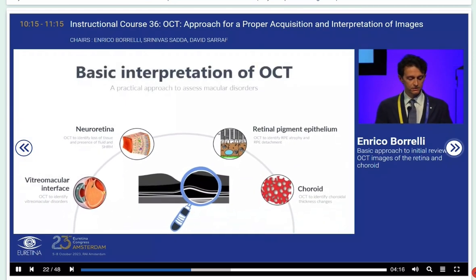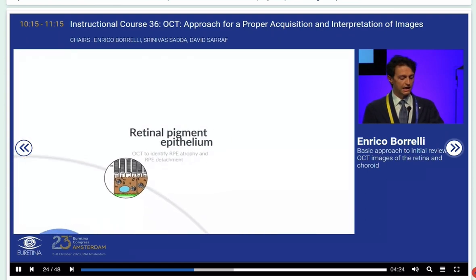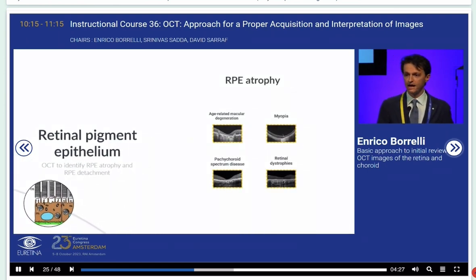So let's go back to our assessment. After the neuroretina, it is important also to look at the RPE. The RPE may be characterized by atrophy, of course. RPE atrophy may be associated with different disorders.